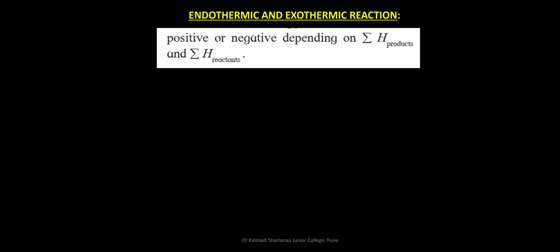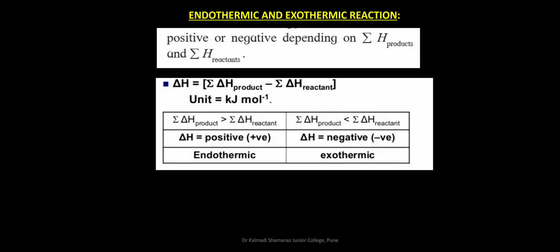Let us now see endothermic and exothermic reactions. The enthalpy of a reaction may be positive or negative. Thus, if the summation of enthalpy of the products is larger than the summation of enthalpy of the reactants, delta H is positive, which signifies that heat is absorbed. Such reactions in which heat is absorbed by the system from the surroundings are called endothermic reactions.